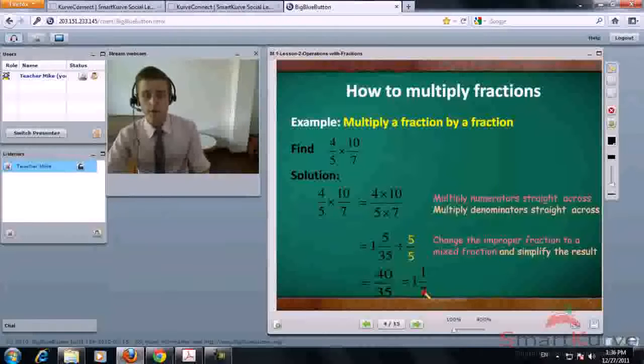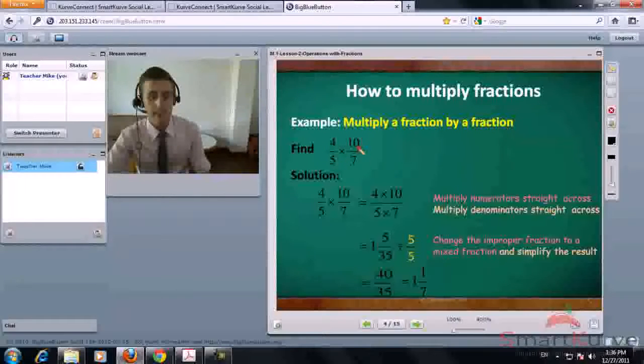How to multiply fractions. Example, multiply a fraction by a fraction. 4/5 times 10/7. Solution, 4/5 times 10/7. Multiply numerators straight across, 4 times 10. Multiply denominators straight across, 5 times 7. 4 times 10 is 40. 5 times 7 is 35, equals 1 1/7.